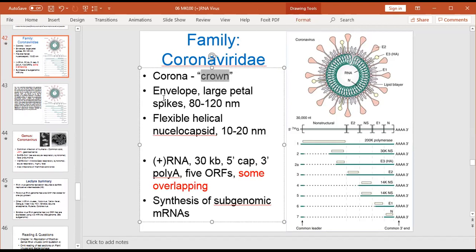Coronaviruses are enveloped viruses. They have very large petal-shaped spikes, and they have a flexible helical nucleocapsid. The Coronaviridae family of viruses have a positive RNA genome, large, about 30 kilobases. It has a 5 prime cap, a 7-methyl guanine cap, and at the 3 prime end of the positive RNA, we have a poly A tail.